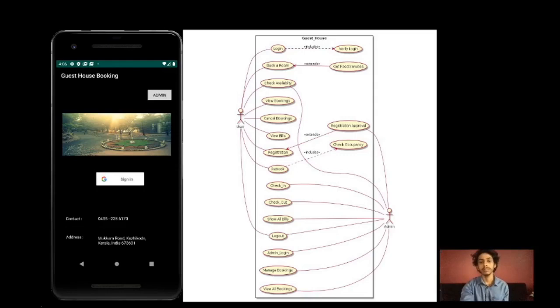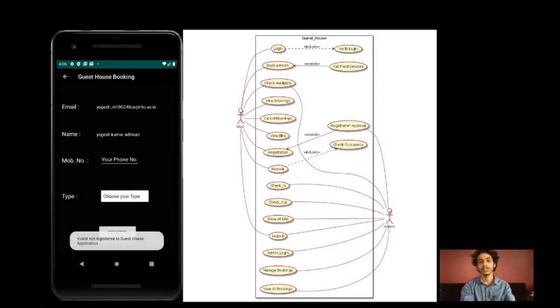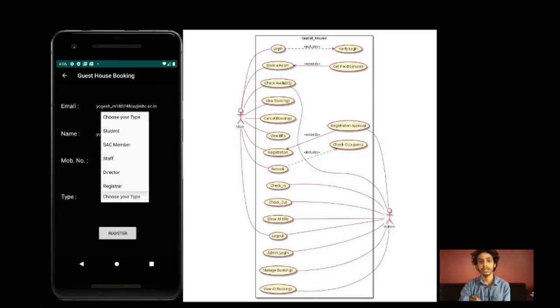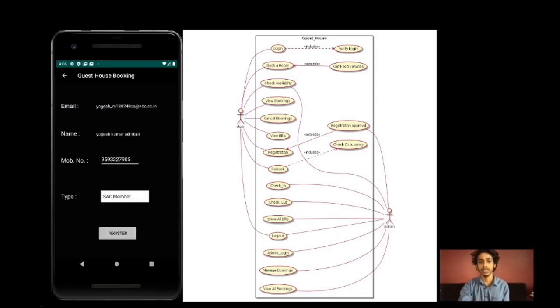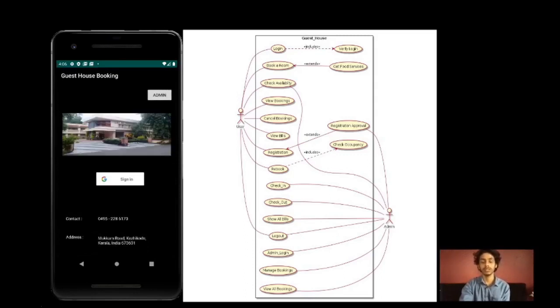The same thing will happen, that you are not registered into our application. I'll be redirected towards the registration page where I can enter my phone number. But this time I've selected SAC member. So let's see what happens. I will see the same successfully registered message, but I will not be redirected to the home page because I need an approval from the admin section.